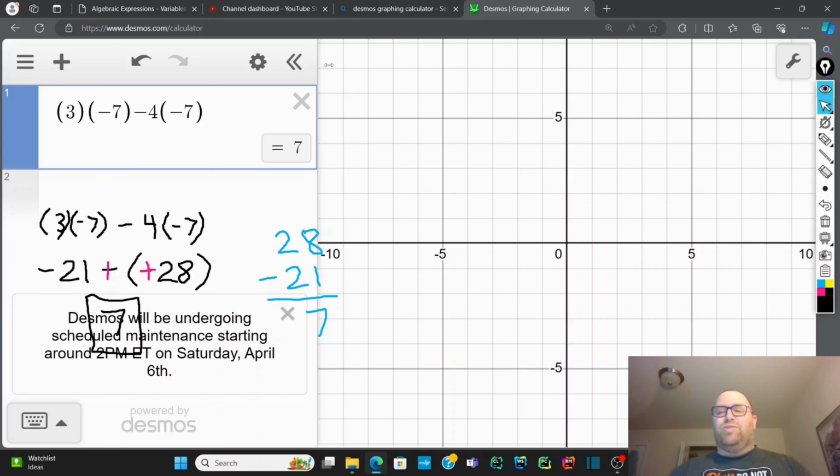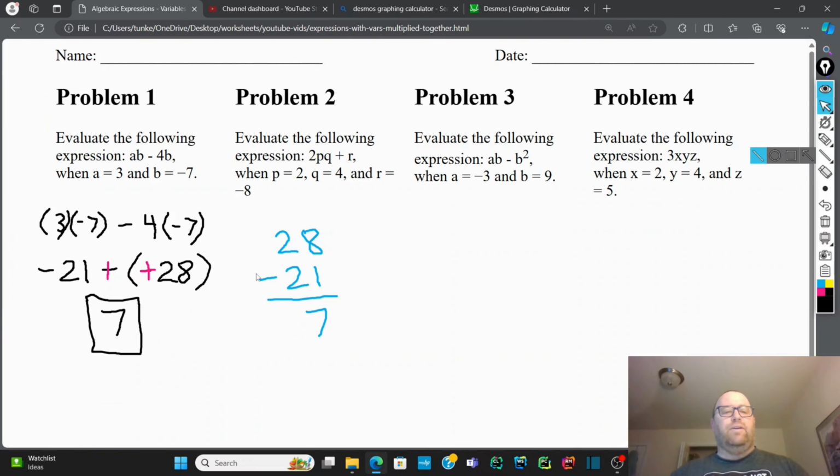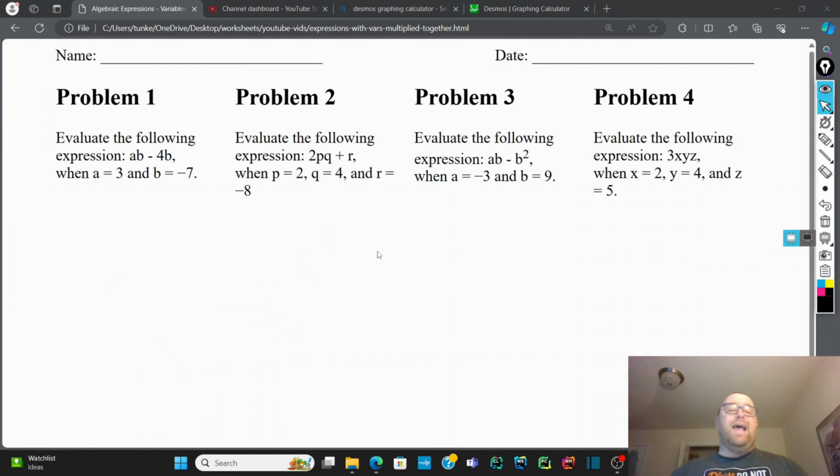Okay, let's try the next problem. So hopefully you've gotten all this. We're going to delete it. Okay, and as we go through these problems 2, 3, and 4, you may want to pause the video, try and solve the problem by yourself, and then see if it matches the answer that I get. Okay, so let's go to this next one. So problem 2 here.